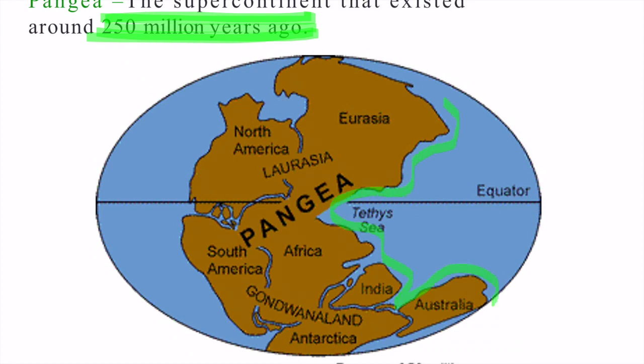You know, now we have 7 continents. Back then, there was just one continent, and that continent was known as Pangea. Okay, our continents move. They come together, they move apart. Guess what? They're going to go together again.